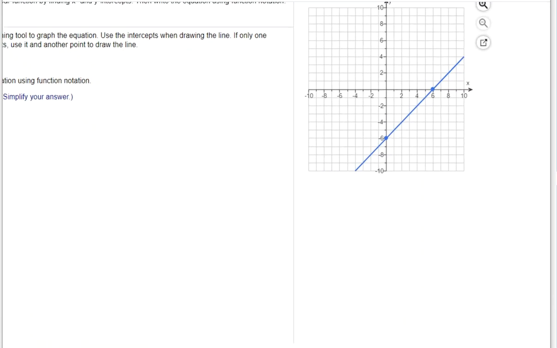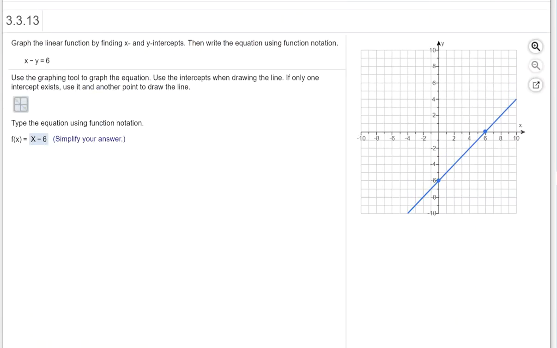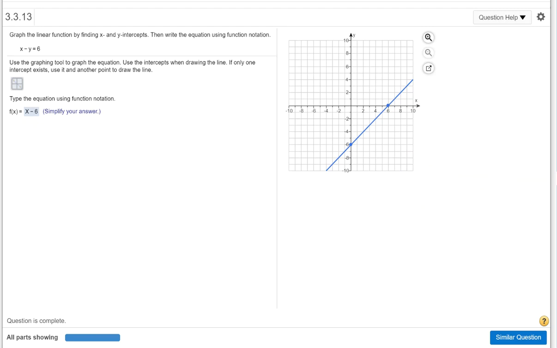So I hope this video helps. I know that MathXL can be a bit confusing at first, especially when you're new to the format. But again, I want to remind you that this question help tool up here is quite advantageous for students, either using Help Me Solve This or View an Example for specific help.